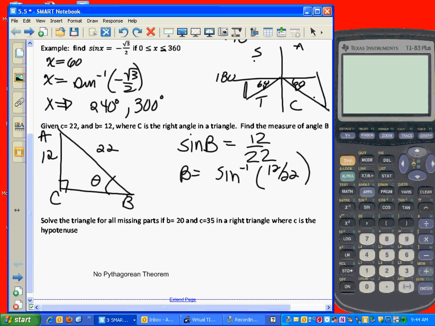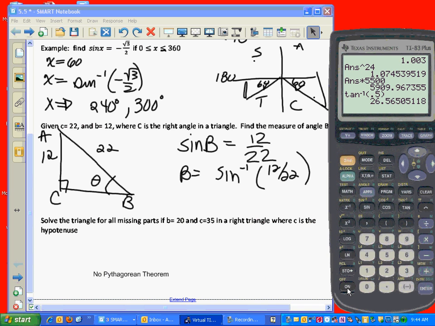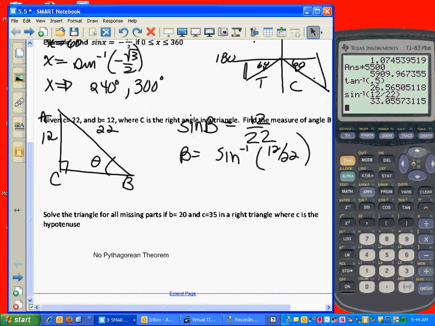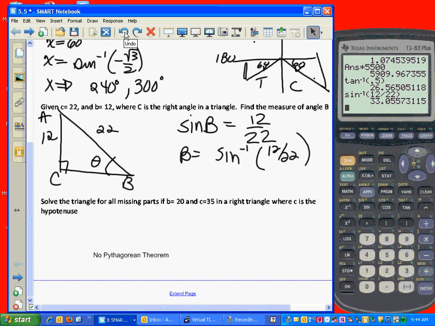All right, so let's do this on the calculator. Turn your calculator on. And do you see above each of your sine, cosine, and tangent you have negative 1s? Those are your inverse ones. Those are the ones that find your angle measures. So we're going to do second sine, and then we're going to plug in 12 divided by 22. And we hit enter. And so B is approximately, we'll carry it out to 2 decimal places. And so B is going to equal approximately 33.06 degrees.